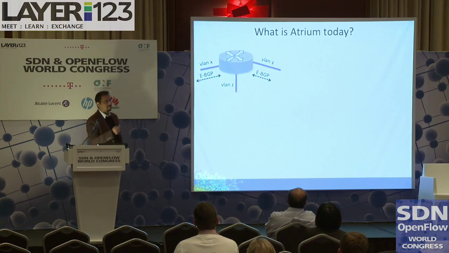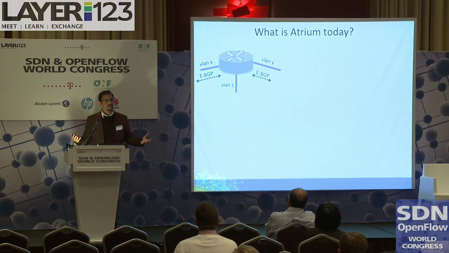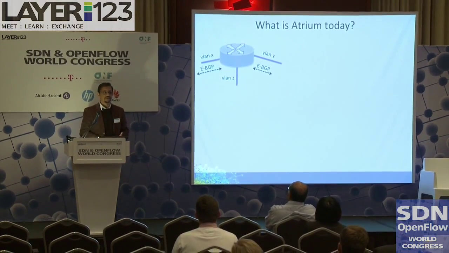So what did we start with? We started with something very simple. We said that the best way to give network operators confidence in SDN solutions was to give them something that they recognize and they work with on a daily basis. A simple router, a traditional router where you can configure VLANs on the interfaces, you can bring up BGP sessions with neighboring routers, and that router will forward traffic based on what it learns from the BGP sessions.